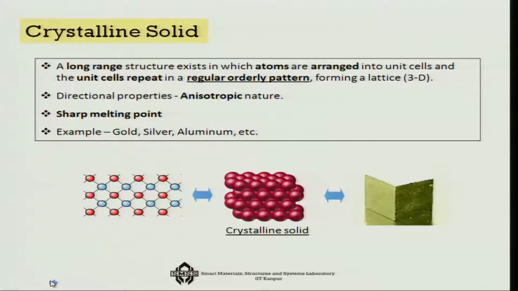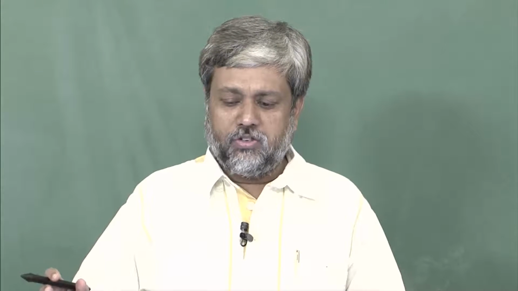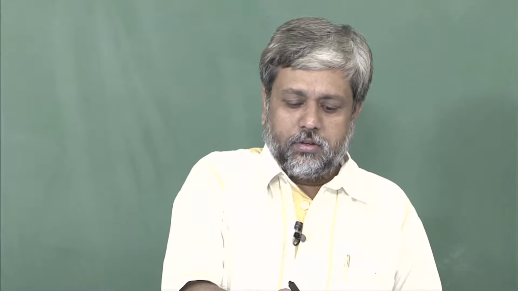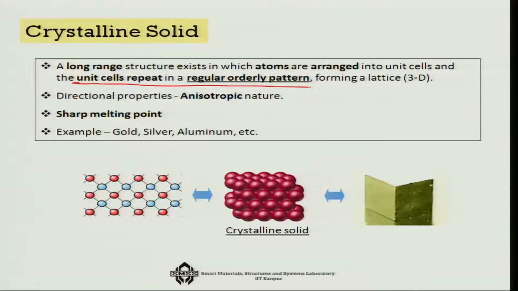Now, formal definition. Crystalline solids: how do we call a solid crystalline? If you get a long range structure so that the atoms are arranged into unit cells, and the unit cells repeat in a regular orderly pattern forming a 3 dimensional lattice, then it will be a crystalline solid. And naturally, if they are arranged in a regular pattern, they will have directional properties, that is, they will be anisotropic in nature. Also, such systems will have a sharp melting point.